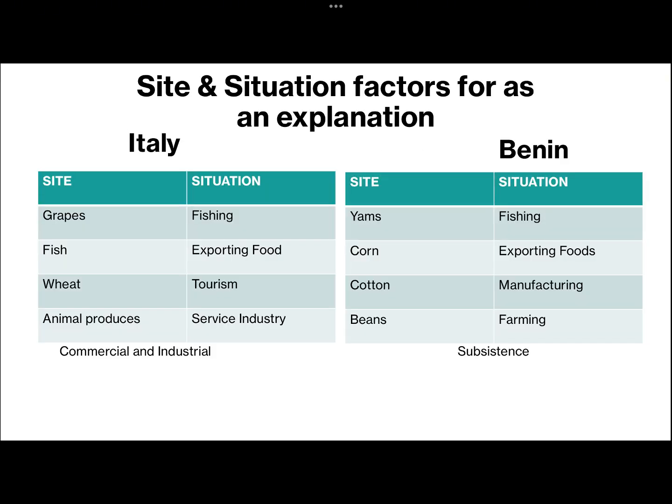The site and situation factors can be used as an explanation for many things. The site factor can be used to explain the agricultural processes and productions. In Italy, they are mainly commercial and industrial, shown by the expensive products, and in Benin, they are mainly subsistence with a few cash crops. The situation factor shows how the country and the processes there are related to the external world in other countries, which can be seen by the exported foods, goods, and then the tourism in Italy and the manufacturing in Benin.